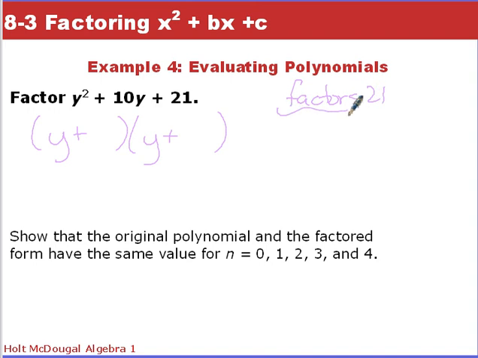They're pretty much done there. They have to add together to give us 10. Well, 3 plus 7 equals 10. So those are our two factors. So there, we're done there.